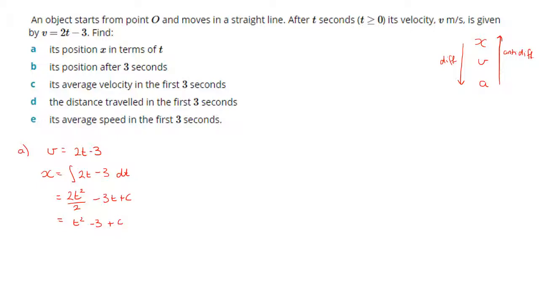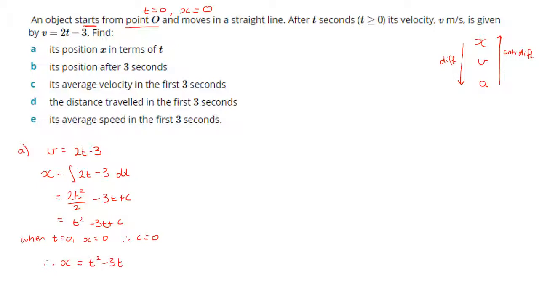We need to see if we can find any information to help us find the value of c. Luckily, it does tell us an object starts from point O. So that means when t equals 0, from the start at point O, the initial position is 0. So we put that information in: when t equals 0, x equals 0. That tells us therefore that c equals 0. So our x equation is t squared minus 3t.